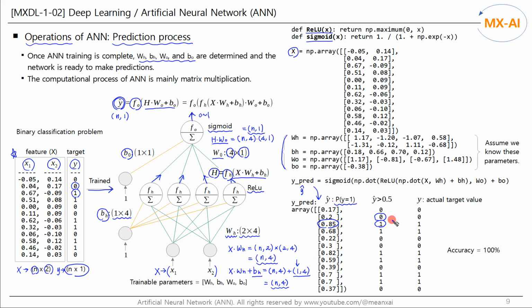And the actual target value Y is as follows. Comparing the two results, they match exactly. In other words, the accuracy of this neural network is 100%. This is the forward propagation and prediction process of the neural network.